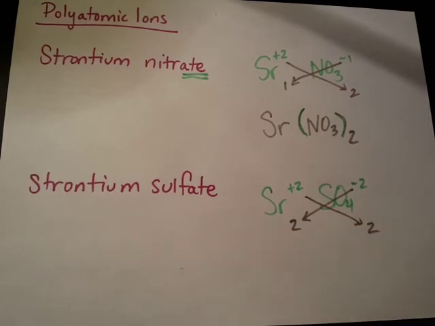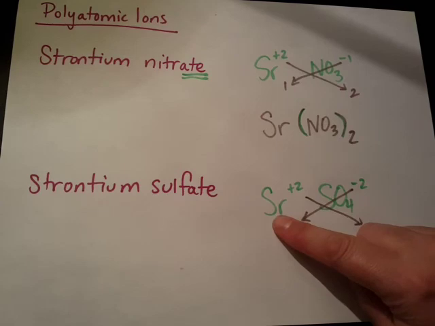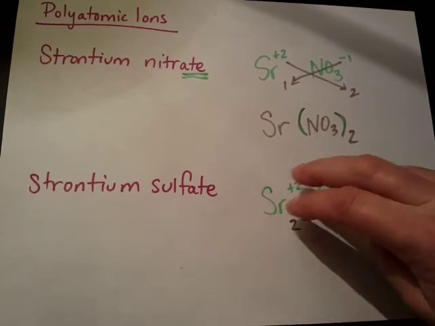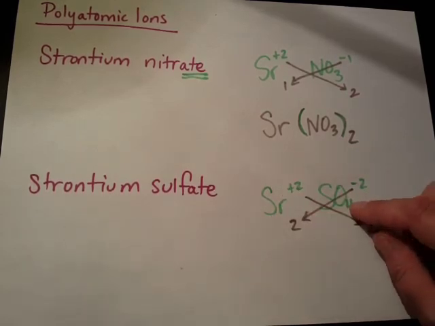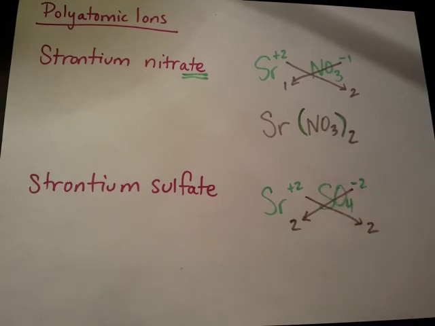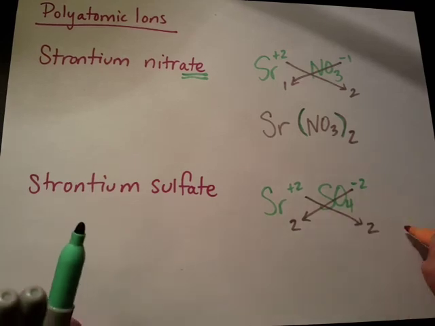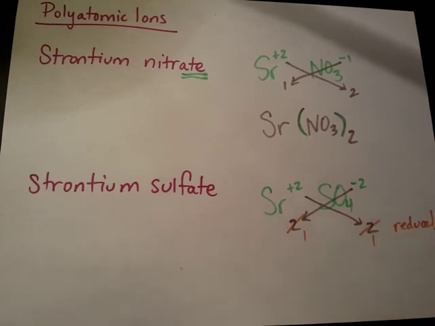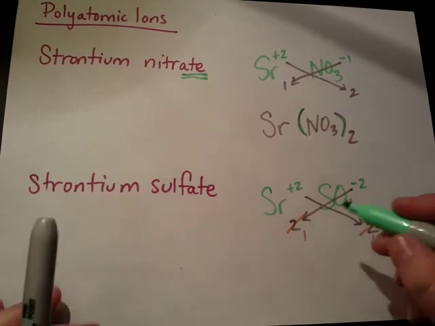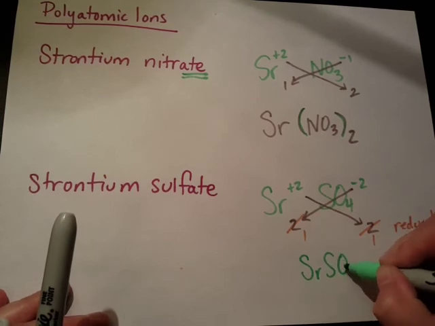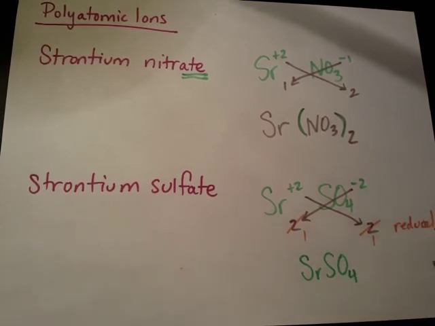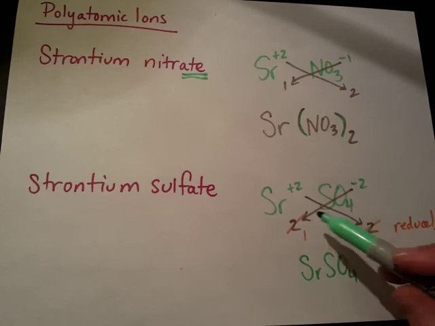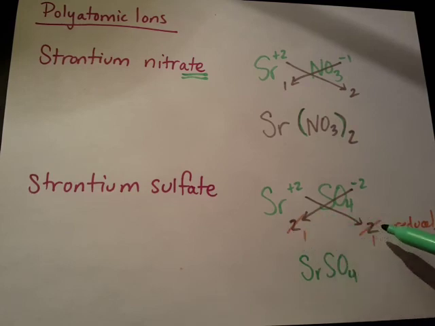What does that mean? That means that for every 1 strontium, it's going to give 2 electrons, and 1 sulfate ion is going to receive 2 electrons. So we really only need 1 and 1. We can reduce this, and ultimately our formula would look like this. So, no, we don't need the brackets. We don't need the 2 because it's just a 1-to-1 relationship.